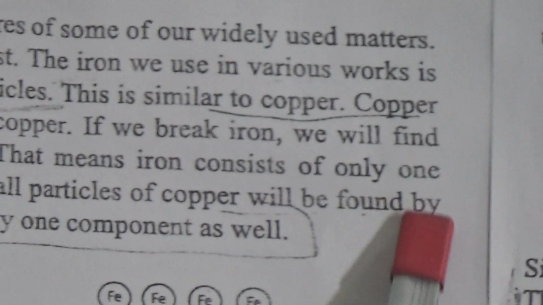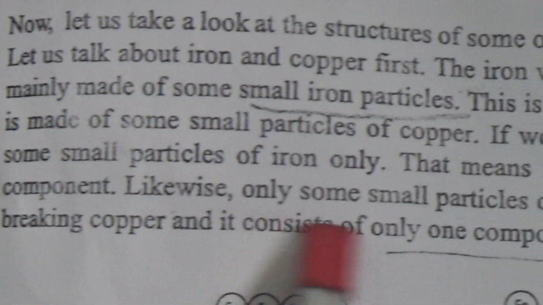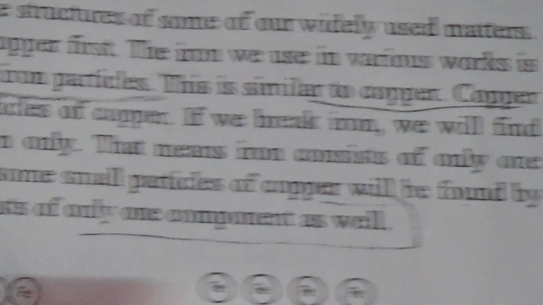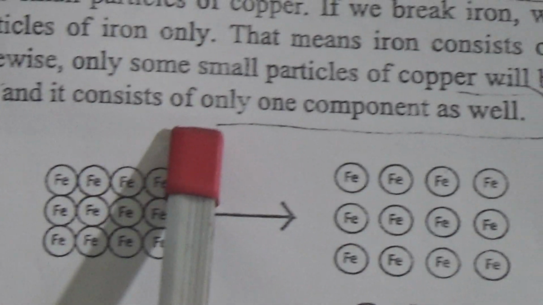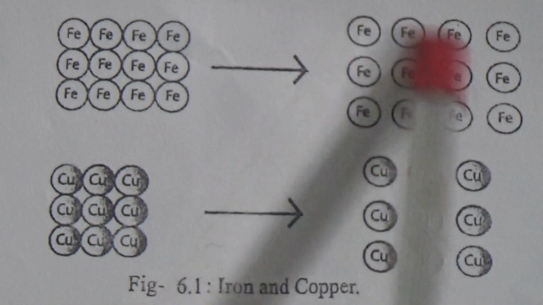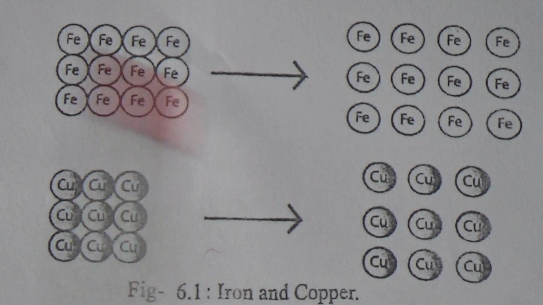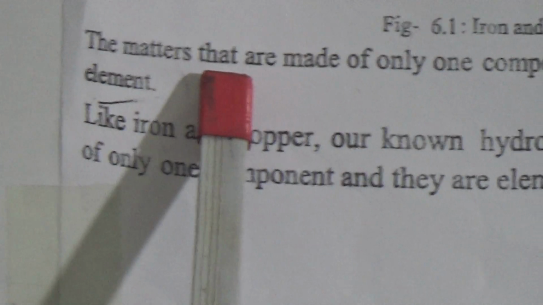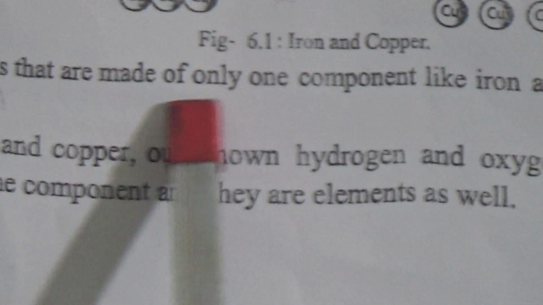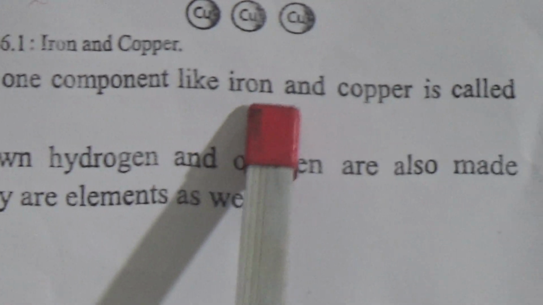That means iron consists of only one component. Likewise, only some small particles of copper will be found by breaking copper, and it consists of only one component as well. That means if we break iron, we will find iron, and if we break copper, then we will find copper. Then the matters that are made of only one component like iron and copper are called elements.